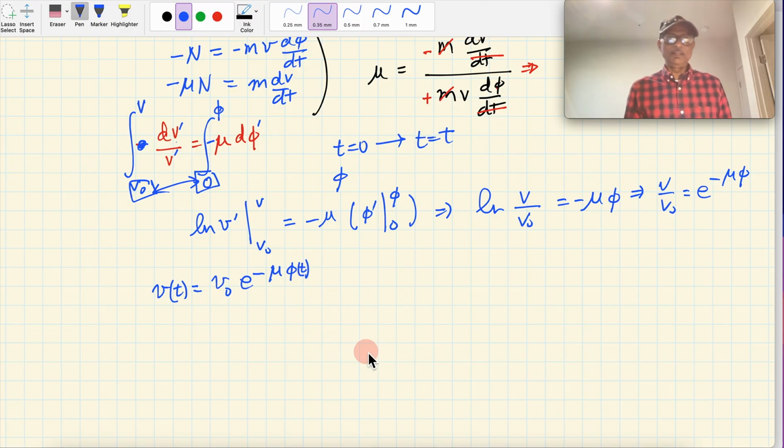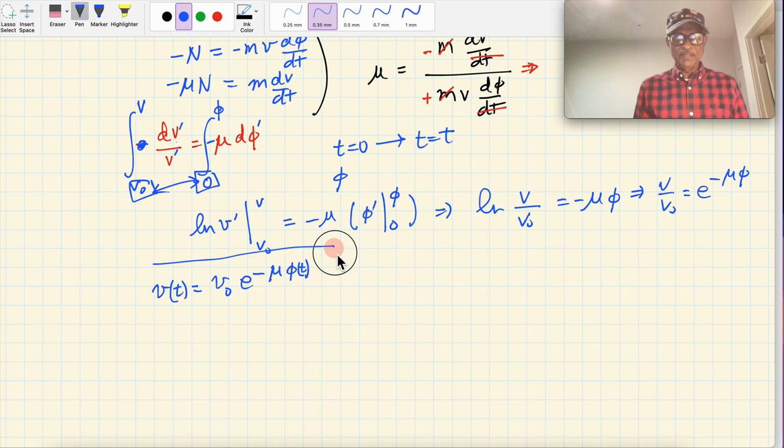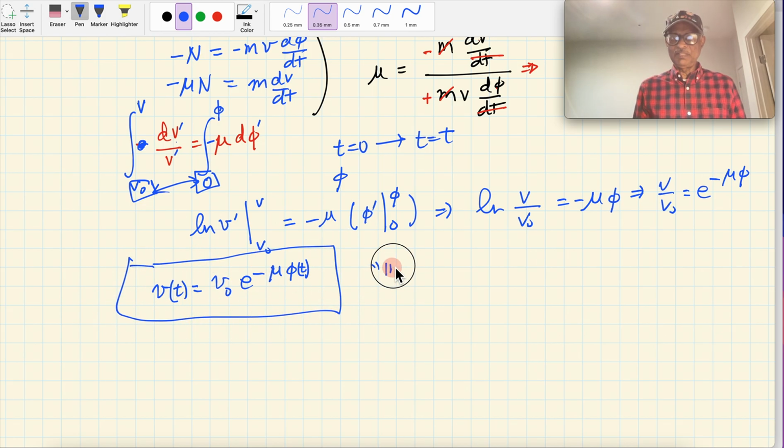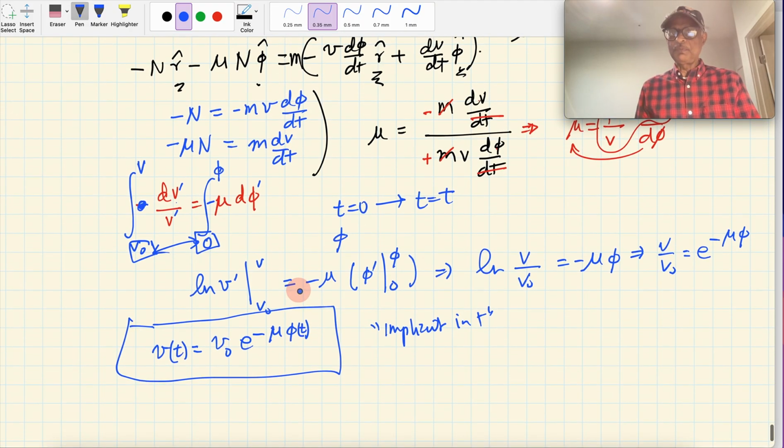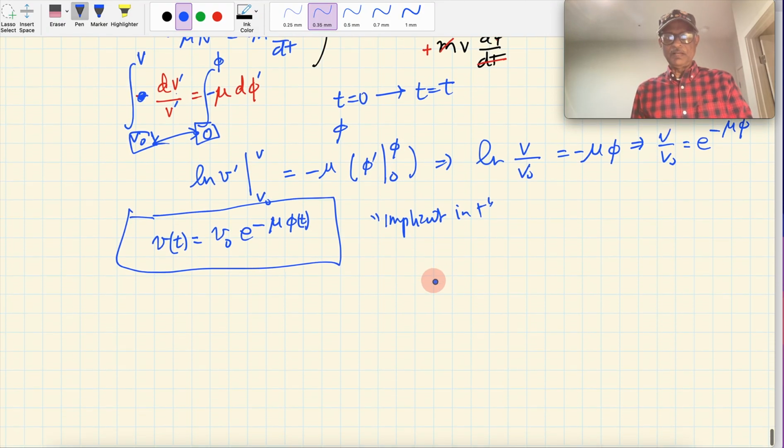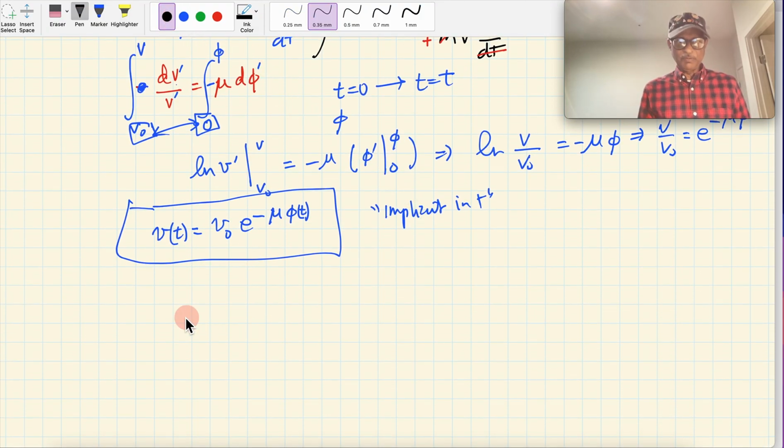So it seems like we're getting the speed, but this is with the phi. I want it with time, right? So I need to know this with the time. So this is kind of not done yet. It's some kind of implicit equation. I want it explicit in t. I want v(t) as some function of t. So I need to figure out the phi equation. So how are we going to get the phi equation? Well, actually, you will see the phi equation can be independently obtained.